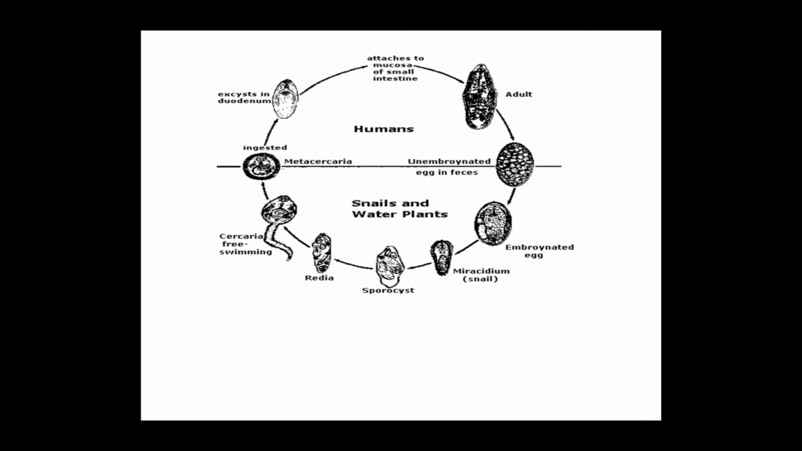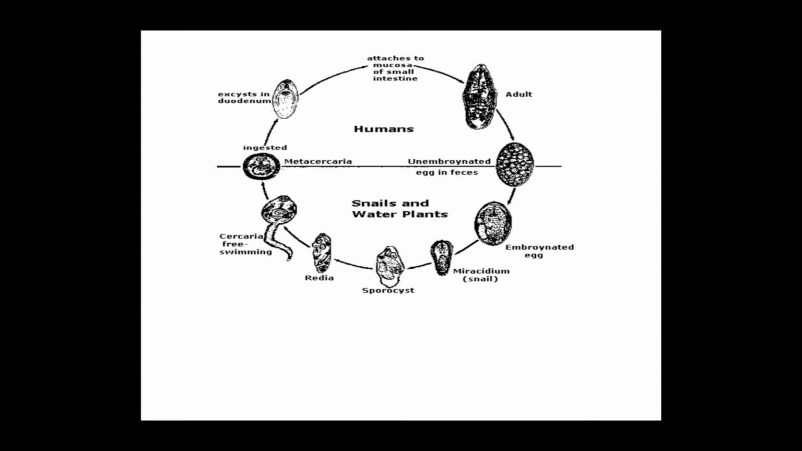Now, from the embryonated egg, the first stage hatched from the egg is the miracidium. The miracidium is free living, with cilia, and can infect and enter a snail. The snail is the first intermediate host. The miracidium stage then develops into other stages, which are sporocyst, redia, and cercaria.